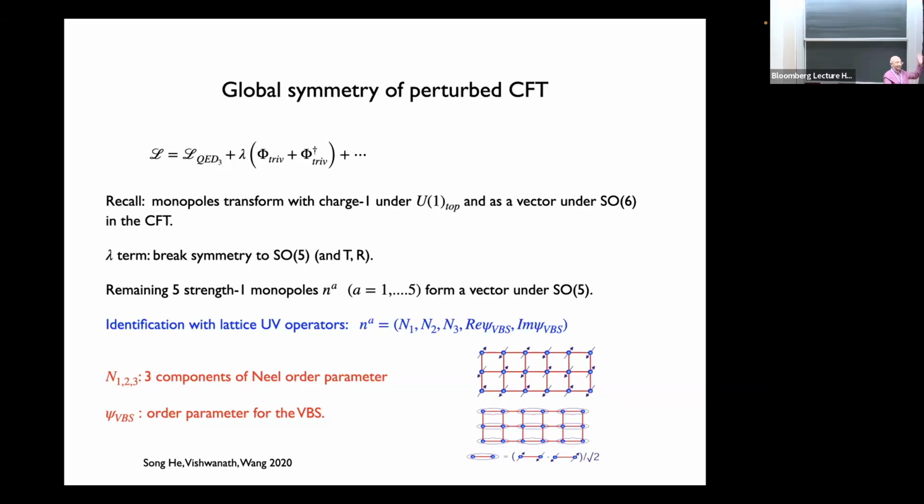Now, the lattice doesn't have SO5 symmetry. It has much smaller symmetry. But this field theory has higher symmetry than the original lattice model. So you are saying that there's an additional operator which breaks SO5 to SO3 times SO2? Yeah, in fact, it's to SO3 times Z4. And some of those anisotropies I will mention in a minute.